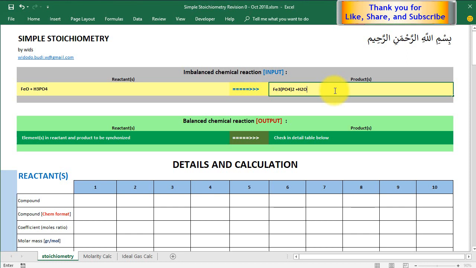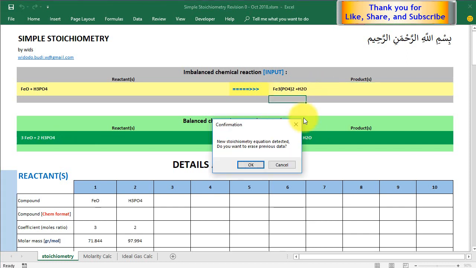Alright, after this, don't forget to hit the enter key. Don't click another cell, but hit enter. Don't forget to hit enter, until this confirmation comes out. New stoichiometry equation detected. Do you want to erase previous data?